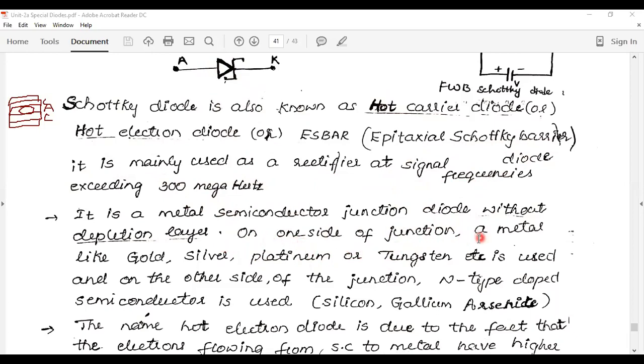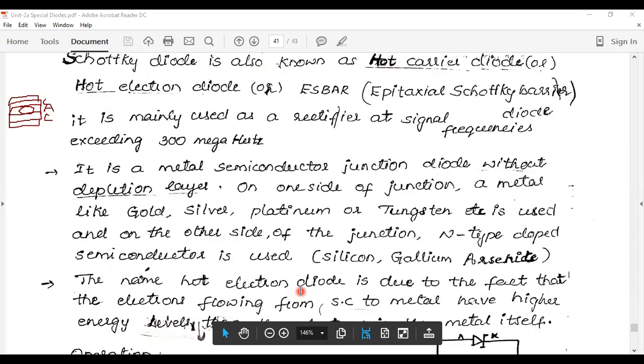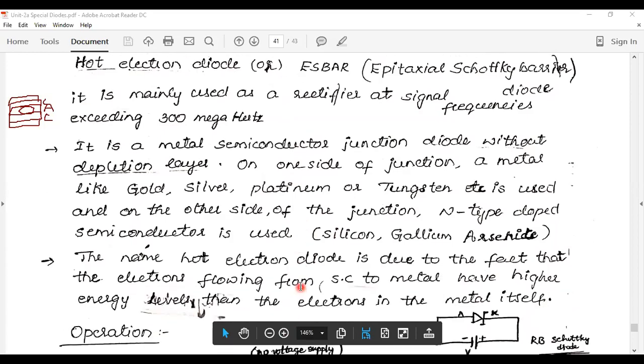On one side of the junction, a metal like gold, silver, platinum or tungsten is used, and on the other side of the junction n-type doped semiconductor material is used. That semiconductor may be made of silicon or gallium arsenide, GaAs.